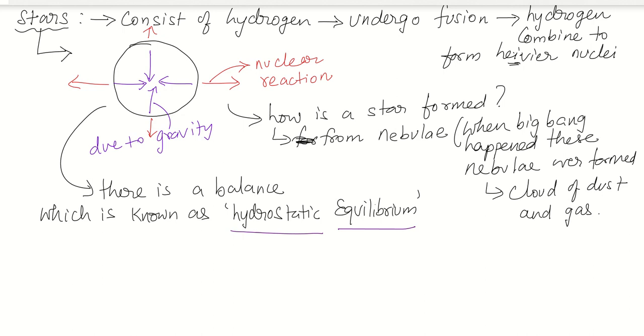So a star consists of hydrogen, undergoes fusion, hydrogens combine to form heavier nuclei. Now, when a fusion reaction is going on, there are always two forces acting here. One is due to gravity, it is pulled inward, and due to the nuclear reaction, the thermonuclear reaction, it is pushed outward. Thermo is also a good term here. And this is balanced here, which is called a hydrostatic equilibrium, because they both are brought into an equilibrium.